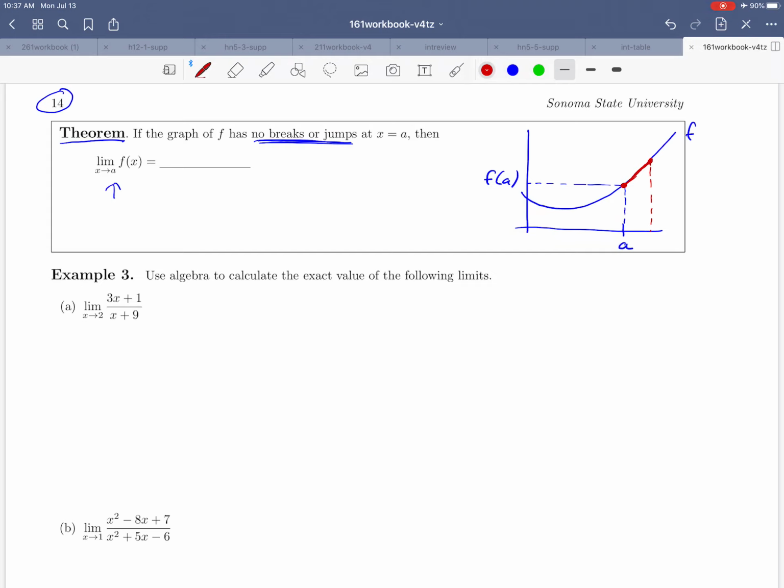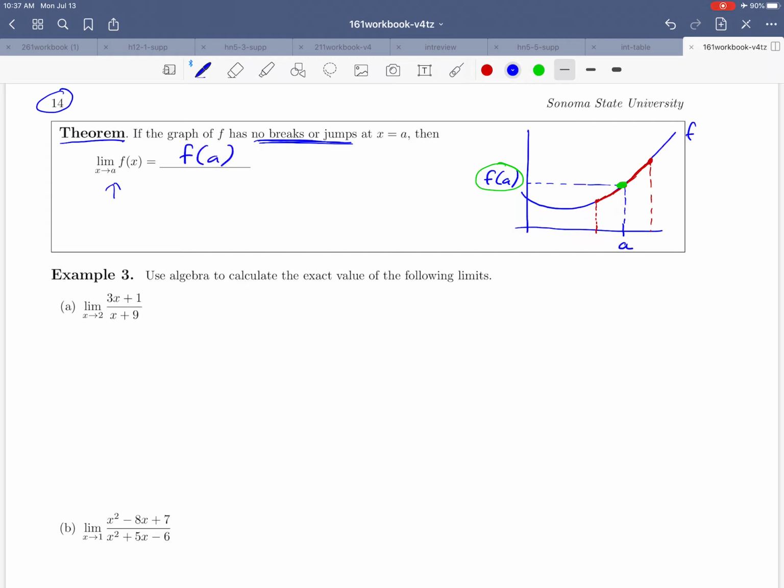And then we'll do the same thing from the other side of a. We chose a number that's a little bit less than a and slid towards x equals a. This time we're going to be sliding towards the right. And from both directions, we're approaching this point. What is the y value at that point? It's just f of a. Okay, and so that's the value of our limit.